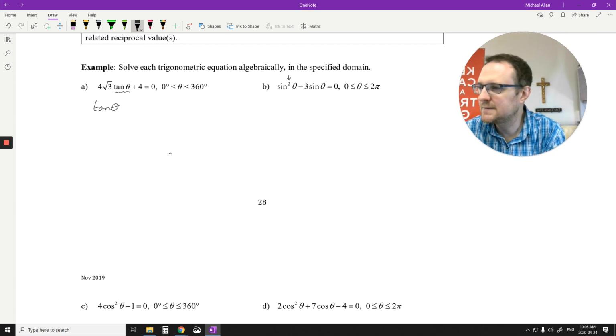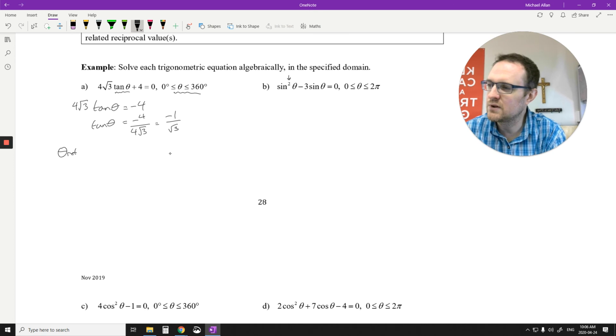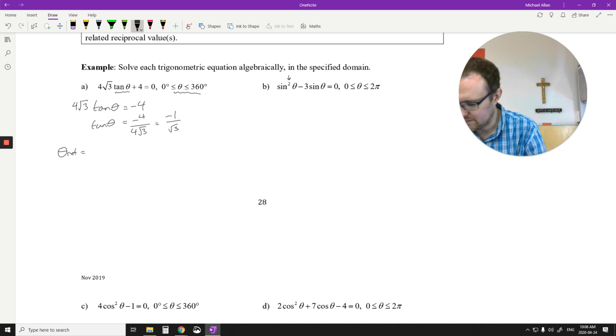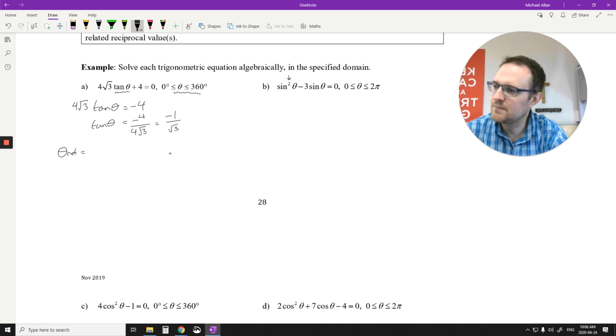So this one here, I'm going to minus over the 4 to start off with. Then I'm going to divide the 4 root 3 over to the other side, reduce that down. Negative 1 over root 3. Hey, I've seen that before. Then, because we're dealing with this in degrees on a full circle, I want to find my reference angle. Like 30 degrees, because we've done this before. So go tan inverse 1 over root 3, ignoring your negative. Ends up being 30 degrees.